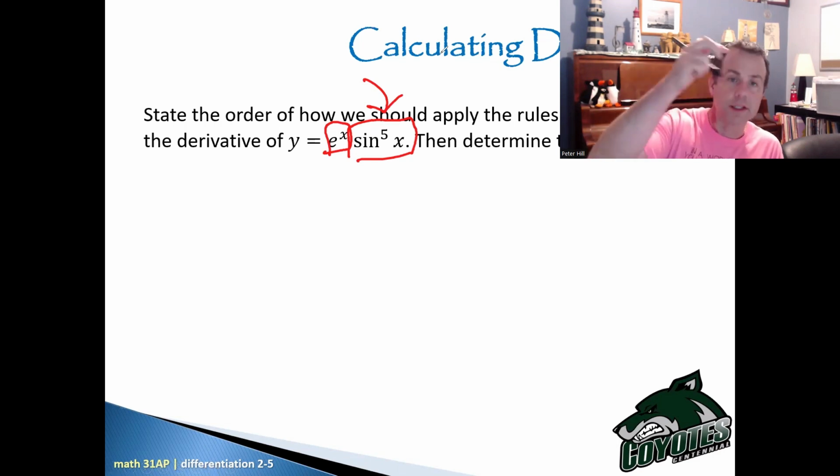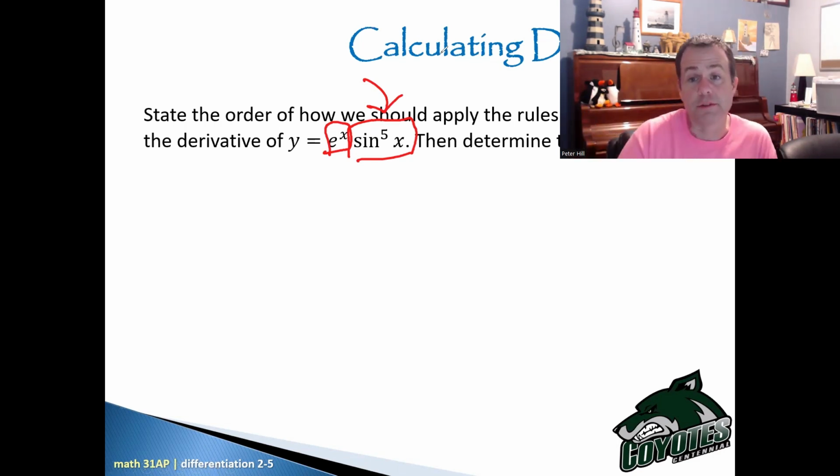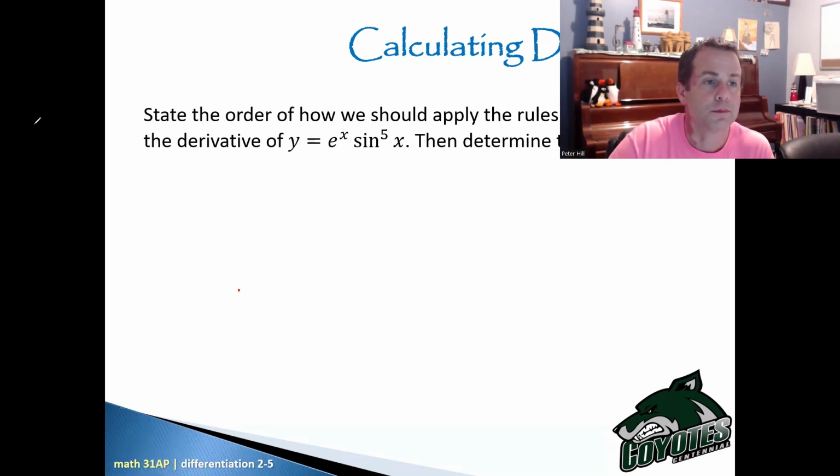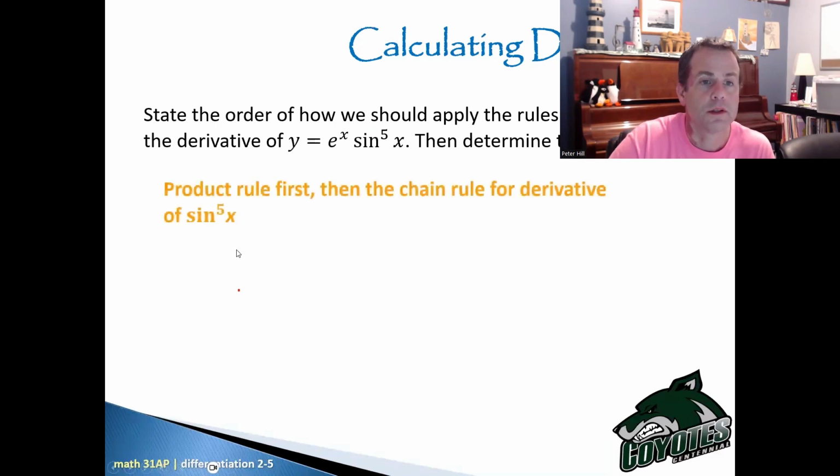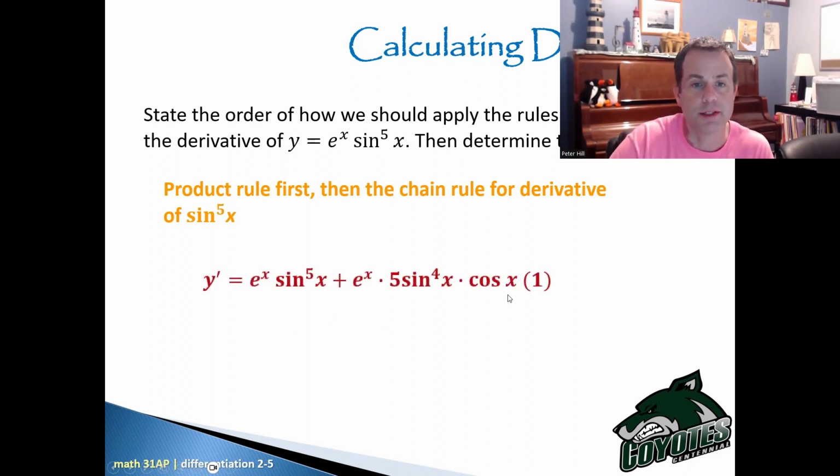So 5 will come to the front, drop a degree, but then I have to take the derivative of the inside function, which would be sine x. So product rule first, then the chain rule for the derivative of sine to the 5 of x. Okay, so let's do it. Again, the derivative of e to the x is e to the x, so I'll have e to the x sine to the 5 of x plus e to the x times 5 sine to the 4 of x times the cosine of x.